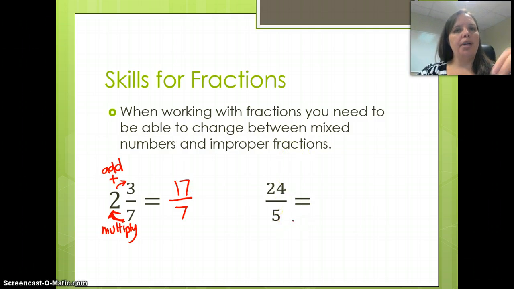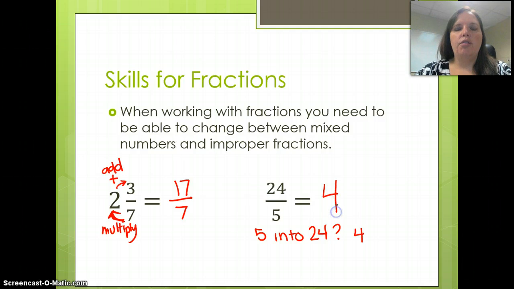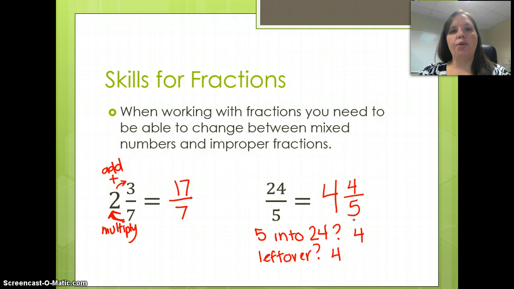How do you go the other way, improper fractions to mixed number? You say, okay, how many times does 5 go into 24? Well, the answer is 4, so that's your unit number, your large number here. And then what about leftovers? What's the remainder? The remainder in this case is also 4, so that's the numerator for how many fifths you have. So 4 and 4 fifths. So just reminders about these skills.